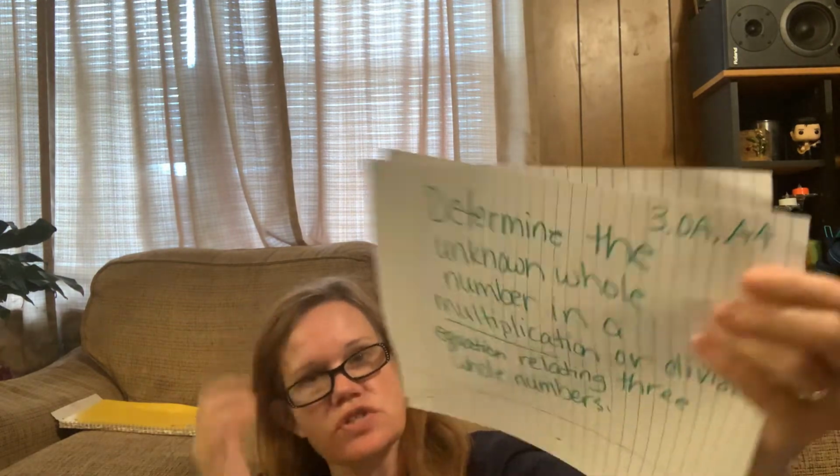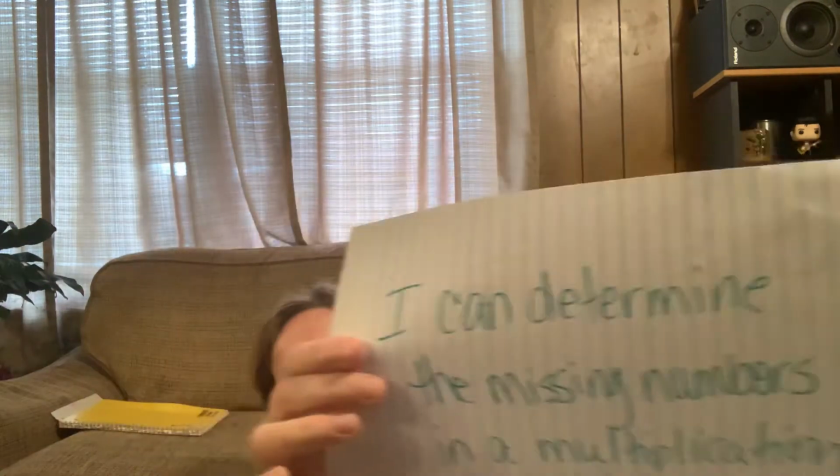So we got through all of our multiplying by 9, so now we're going to work on something different. We're going to determine the unknown number in our multiplication equations relating to the whole number. So some of it's going to just be finding the product, but sometimes we're going to have to find the factor as well, okay? So our I can statement is I can decide the missing number in a multiplication problem.